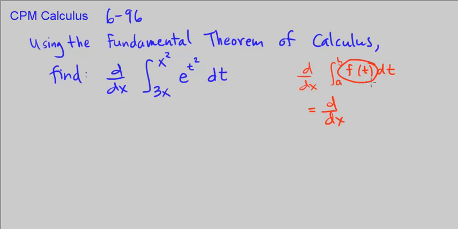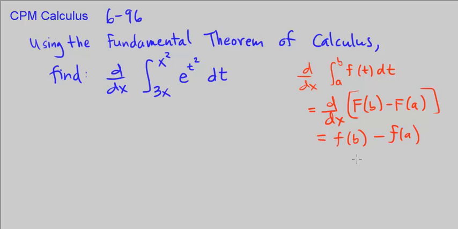This right here, if we take the antiderivative, it's going to be big F. And since we have from a to b, it's going to be big F of b minus big F of a. And then when we take the derivative of this, it's going to be little f of b minus little f of a. Okay, so this becomes f of b minus f of a.